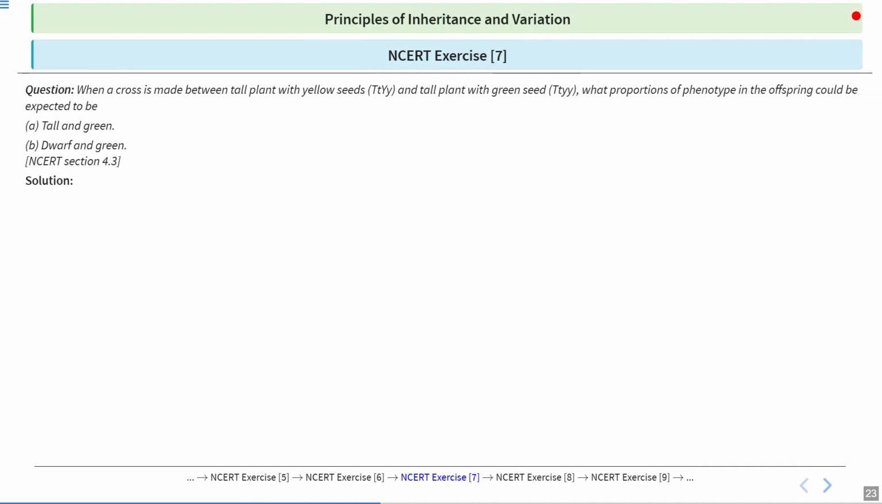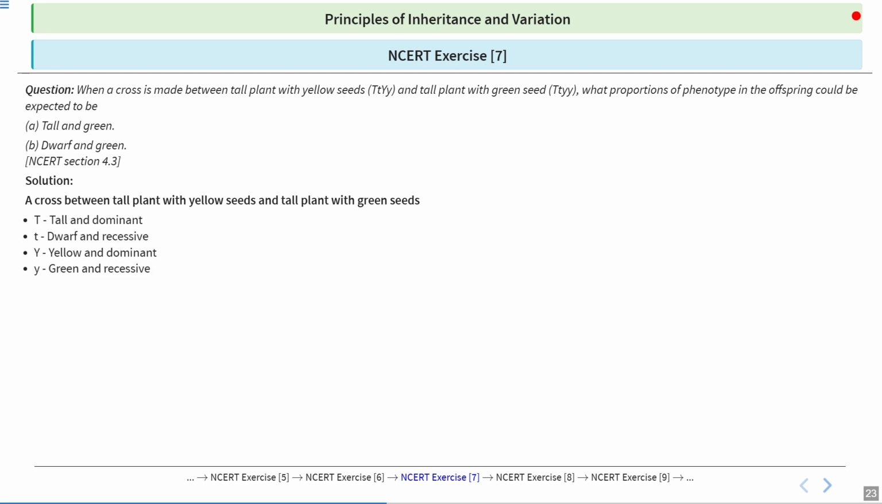Now how to calculate this? What is given? The genotypes of the parents are given to you. You have to just make a cross. First you have to make the gametes. Then you can make a Punnett square. Then you can calculate the probability in the progeny.